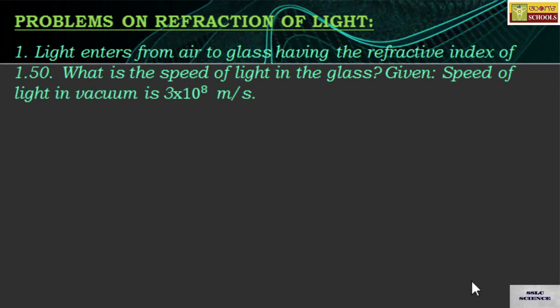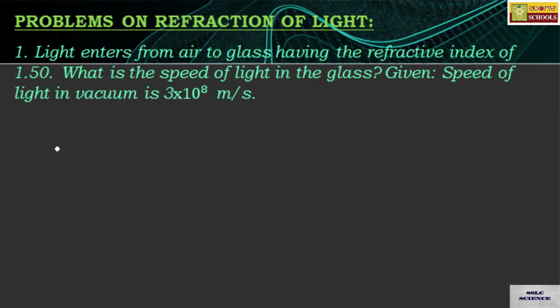So the first problem is on refractive index. Here light enters from air to glass, which has a refractive index of 1.50. What is the speed of light in the glass? Given that the speed of light in vacuum is 3 into 10 to the power 8 meter per second.